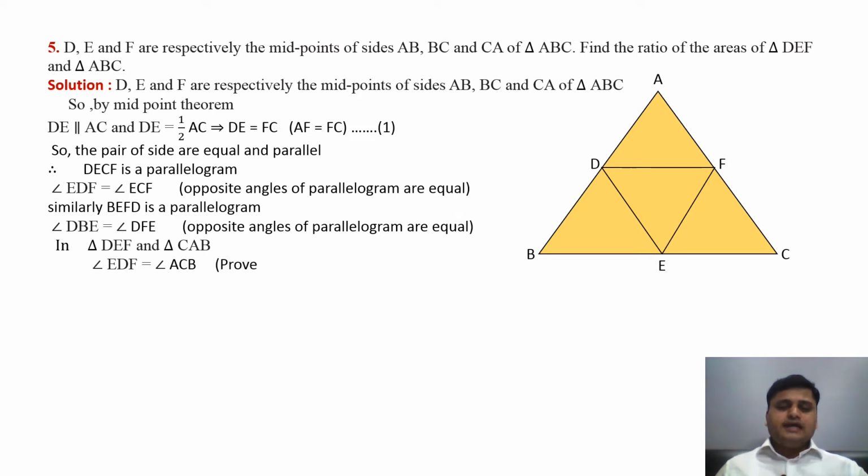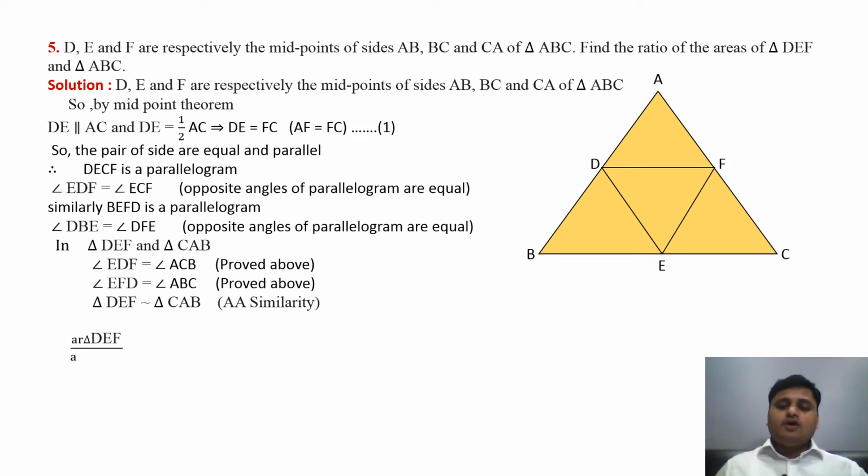Now in these two triangles we are going to prove these two triangles similar. First one, angle EDF is equal to angle ACB, proved above. Second one, angle EFD is equal to angle ABC, again proved above. So these two triangles, that is triangle DEF is similar to triangle CAB by angle similarity. And if triangles become similar, then by the theorem of areas of similar triangles, area of triangle DEF upon area of triangle ABC is DE square by AC square.